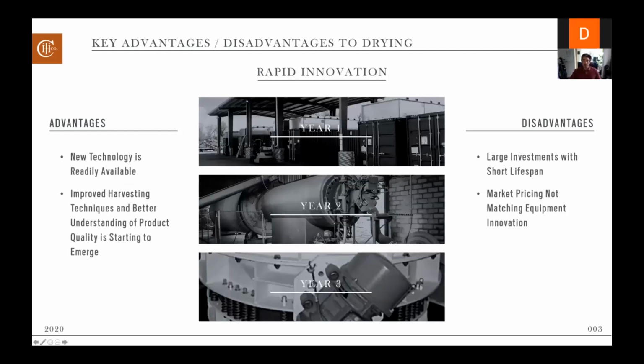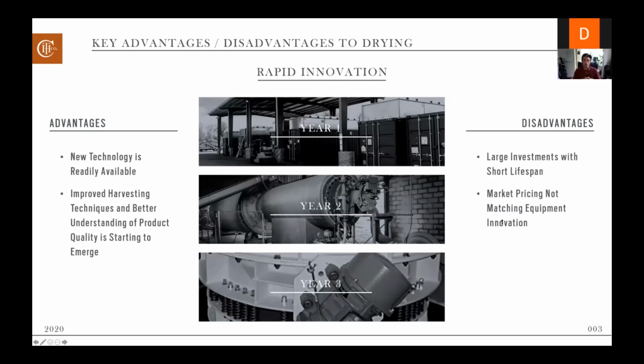Next, we look at rapid innovation. A huge advantage here in the drying sector is that new technology is readily available. Many people have looked at the drying aspect for other agricultural products for years and years and years, and we have the luxury of working with these professionals to try and glean some of the information and learnings they've had from, let's say, the hops industry and translate those into the hemp industry.